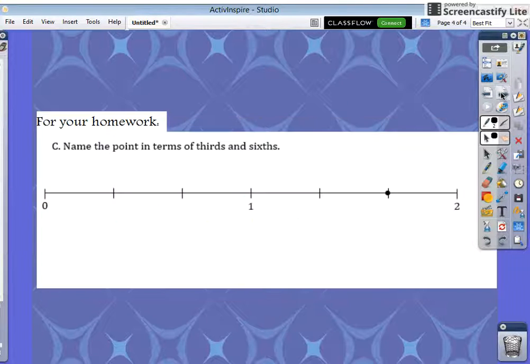So for your homework, you're going to name the point in terms of thirds. You're going to partition from 0 to 1 into sixths, and then from 1 to 2 into sixths. And you have to identify this point on the number line.